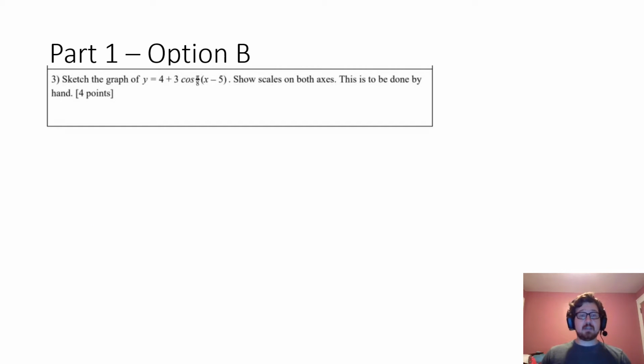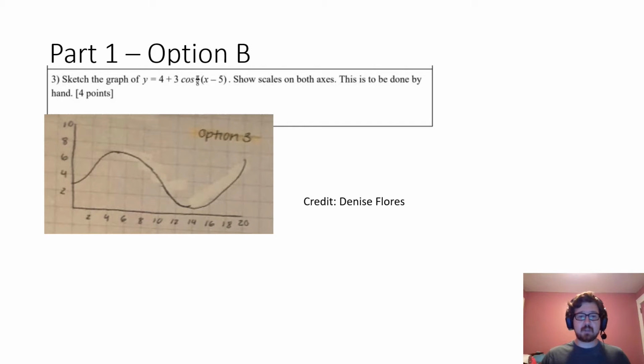Suppose that you didn't want to do that. You chose option B. Well, this is what option B looked like. So awesome job to Denise, who got full credit for this one. Very well done. So it has the axes clearly labeled here. We can see here that midline is 4. Well, we can see this is our midline. It's in the middle of everything.